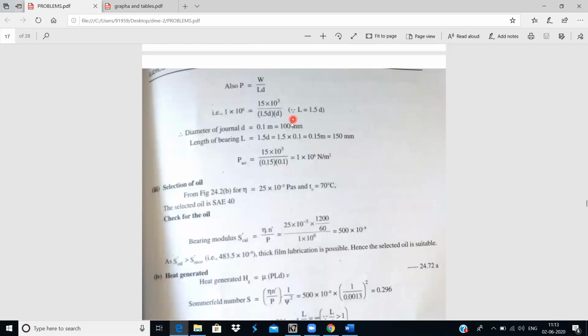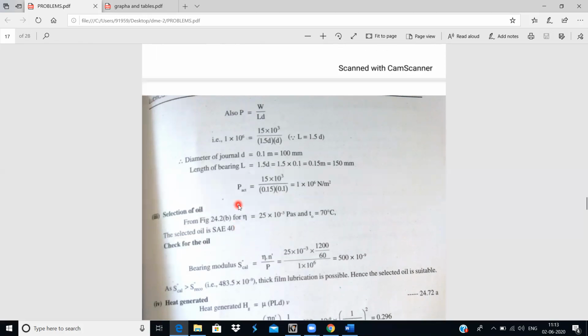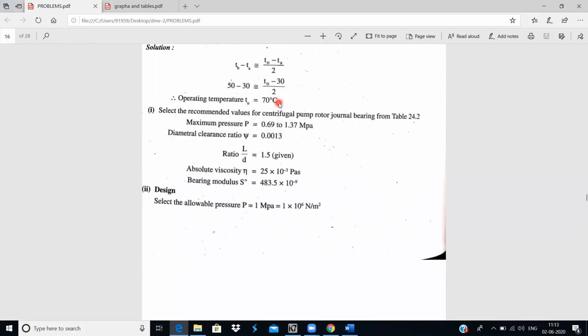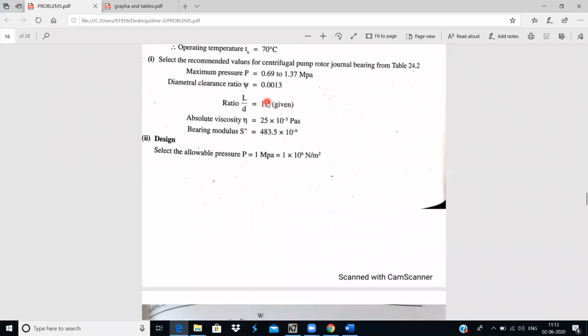So now we have calculated the diameter of the journal and the length of the bearing, and the axial pressure, allowable pressure is equal to 1 into 10 to the power of 6 Newton per meter square. This is the second step, that is nothing but design. Next step is the selection of the oil. In the first step, we got viscosity of an oil is 25 into 10 to the power of minus 3, and we got operating temperature is equal to 70 degree. By using this viscosity and operating temperature, we are going to select the type of the oil.